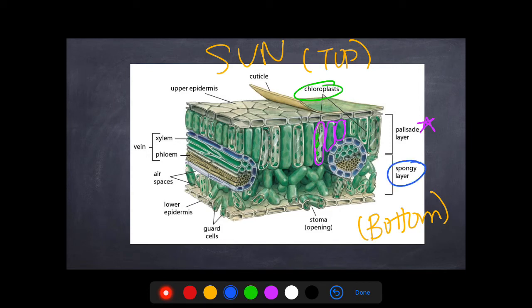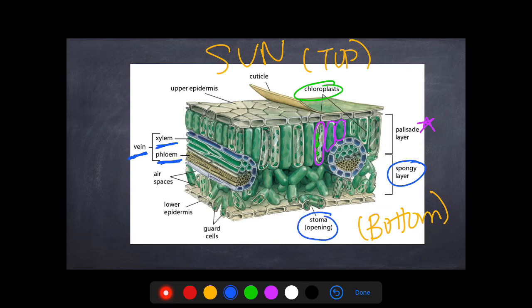The spongy layer, on the other hand, has a lot more open spaces. So you can see how the cells are more spread out. They have some chloroplasts, not a lot, but they face the bottom of the leaf. And these air spaces are good because you have veins coming in with xylem and phloem, carrying sugar and water, that allows for movement of nutrients.